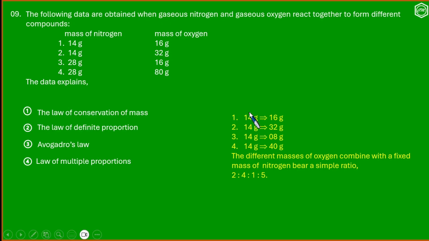Now the mass of nitrogen is constant. Different masses of oxygen combining with a fixed mass of nitrogen are 16, 32, 8 and 40. Now there exists a simple ratio between these masses, that is 2 is to 4 is to 1 is to 5. Therefore the data shows the law of multiple proportion.